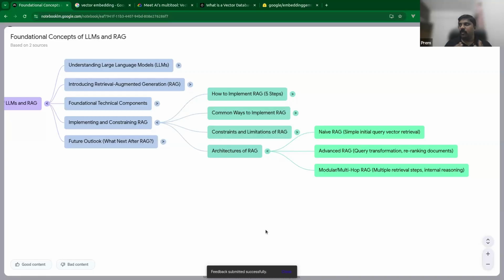And modular multi-hop RAG is like multi-step retrieval. As I said, retrieve some information first based on the available information, go further and do more retrieval on more specific data from the first response, so that you use an internal reasoning system to see until you get your required data, and then finally answer your user.